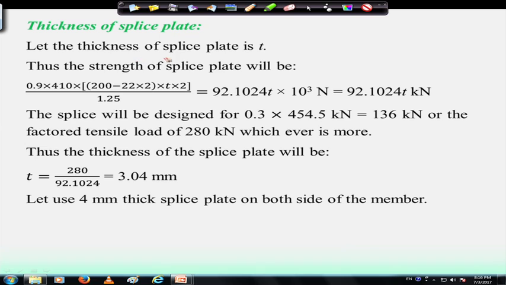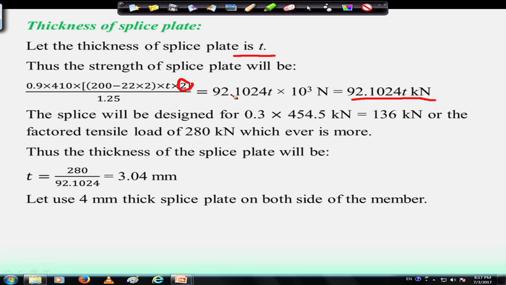That can be found if we consider the thickness of the splice plate as T. Then the TDN value, the strength of the splice plate, we can find out, that is 0.9 Fu into An. This An will be 200 minus 22 into 2 into thickness T, and 2 splice plates at top and bottom we have provided. So, we are multiplying by 2, and thus we are getting 92.1024 T kilonewton, where T is the thickness of the splice plate.